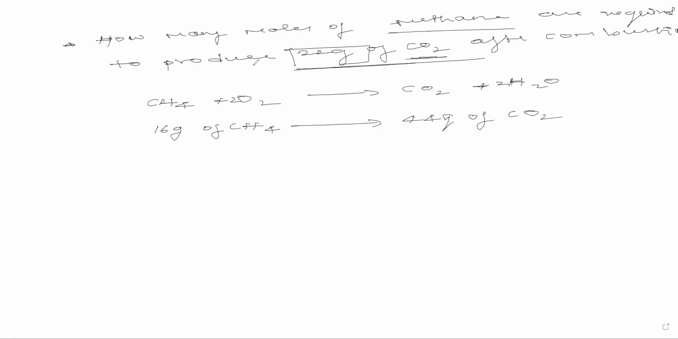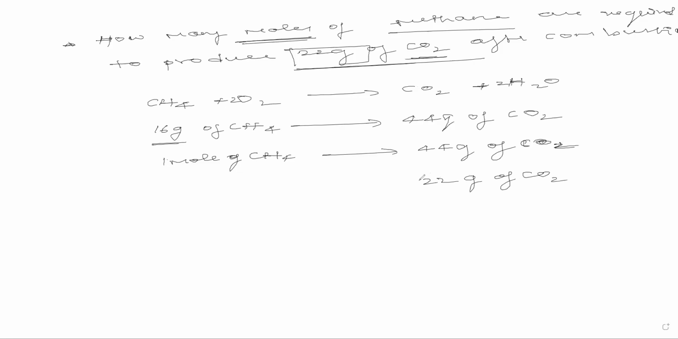Next, we need the relation. You check here, moles are given, they're asking moles. That means 16 grams means how much? 16 grams means it is 1 mole. 1 mole of CH4 gives out how much? 44 gram of carbon dioxide. Now, they didn't give 44 grams. Here they given 22 grams of carbon dioxide instead of 44 grams.